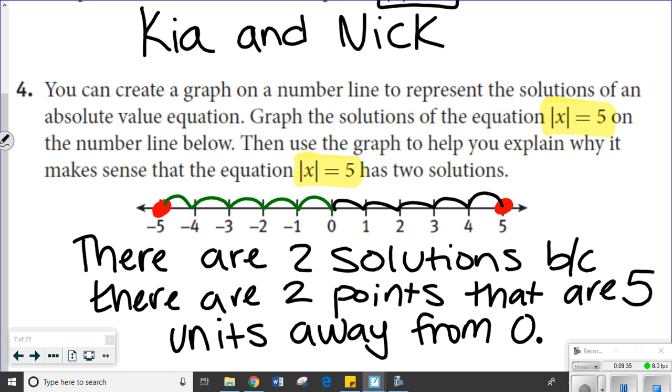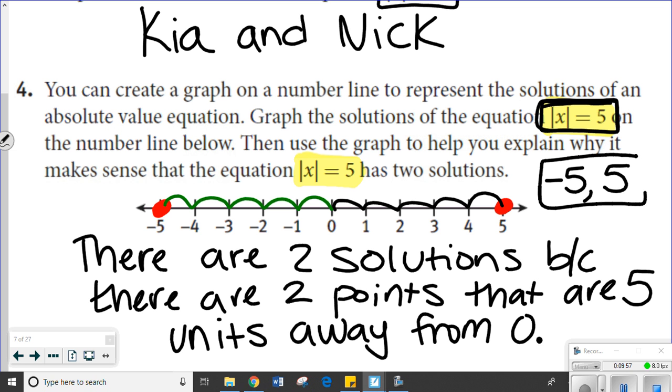Absolute value is the distance from 0 to the number. So we're always going to have 2 answers, 2 solutions. So the answer to this equation is -5, because that's where we put one of our points, and the other one is a +5. They are both 5 units away from 0.